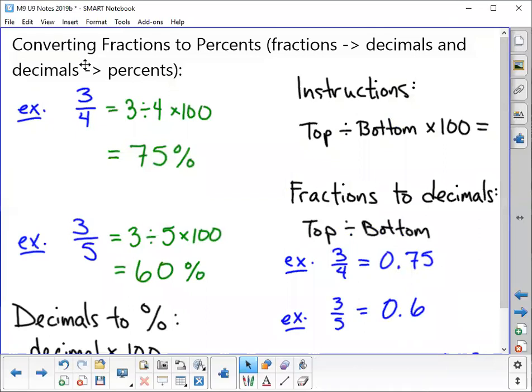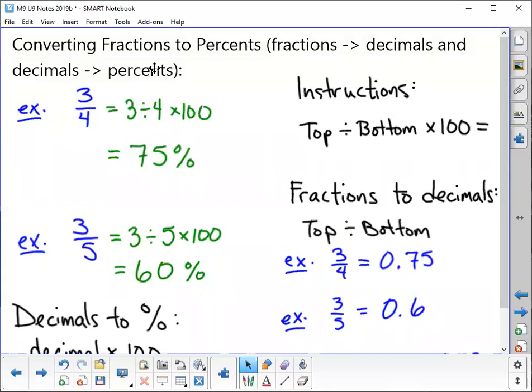All right, so we're going to convert fractions to percents. So fractions to decimals and then decimals to percents. And this is kind of the longest process. So a lot of this should be review.